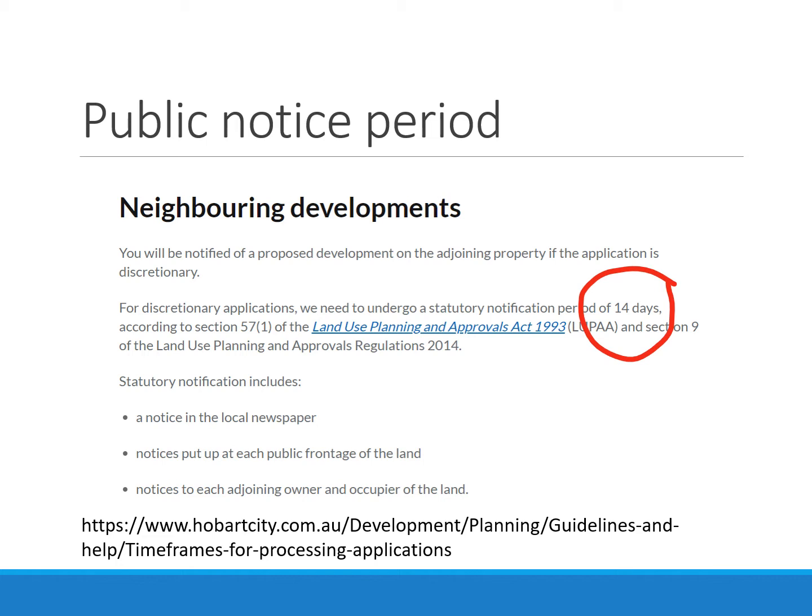So the public notice period starts when the planning officer puts a notice in the local paper, puts actual physical notices up at each public frontage. So if it's a complicated block with numerous public frontages, notices have to go on each. They also send neighbours, and the occupier of the land if that isn't actually the owner, letters saying this is what is being proposed.